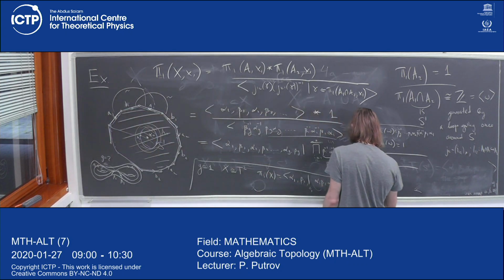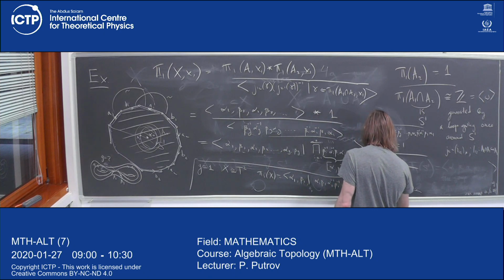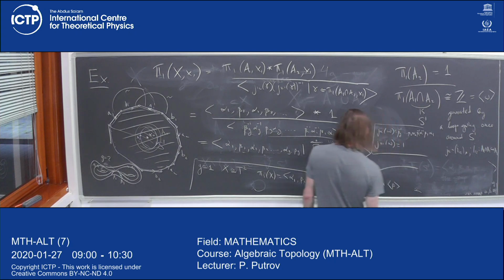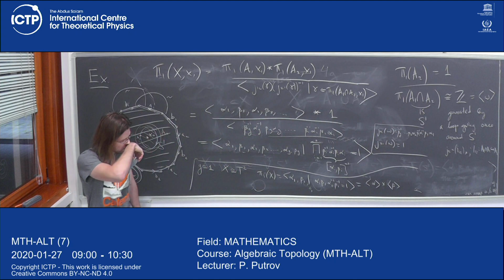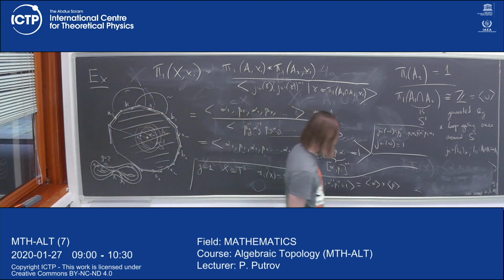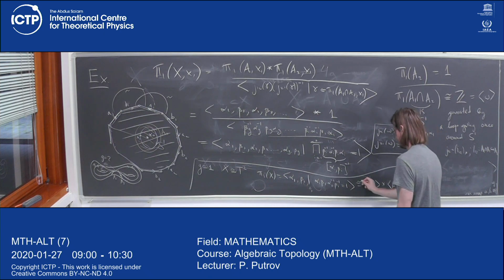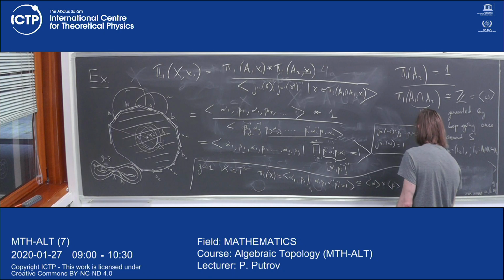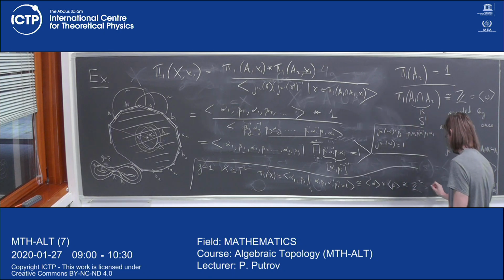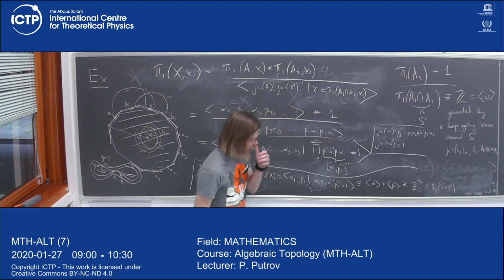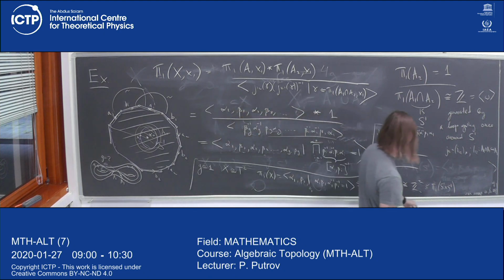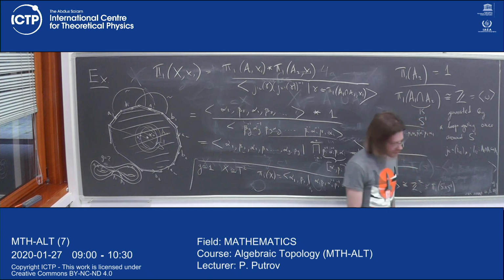Well, this is just the direct product of two groups generated by alpha and beta. And this is correct. So this agrees with the other calculation. This is the fundamental group of S1 times S1, and therefore it should be the product of fundamental groups of S1s.